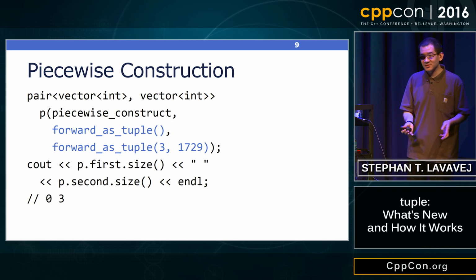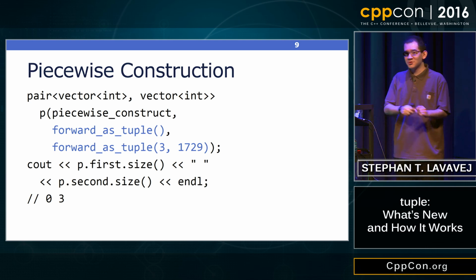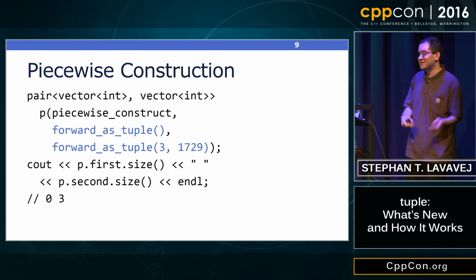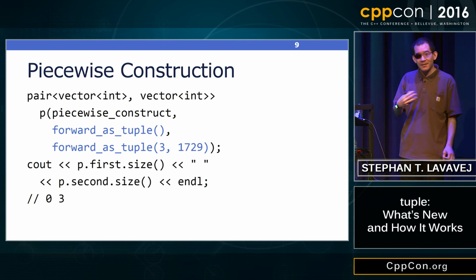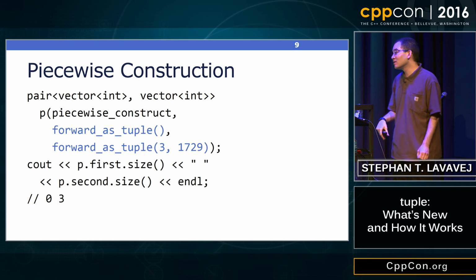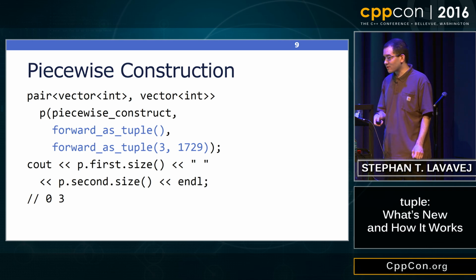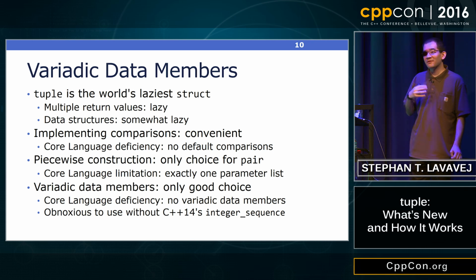So that's piecewise construction. Now curiously, there's no such thing as piecewise construction for tuples. Perhaps there should be. Perhaps I'll write a proposal someday. For now, you only get it for pairs. And this actually turns out to be quite useful because things like maps, their actual value types are pairs. And map internally uses piecewise construction for things like emplacement and so forth. Finally, you can use tuple to store variadic data members.